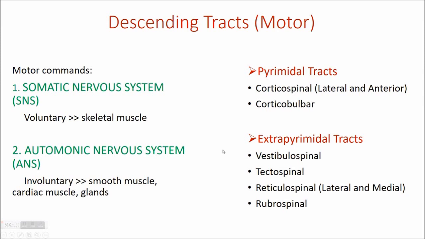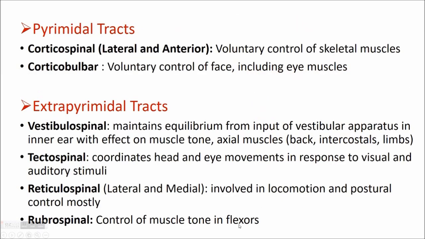And the tracts are divided into pyramidal tracts and extrapyramidal tracts, somatic and autonomic. So the pyramidal tracts, we have the corticospinal and the corticobulbar. Corticospinal, voluntary control of skeletal muscles, and corticobulbar, voluntary control of facial, including eye muscles. So again, these are the motor tracts, they're somatic. The extrapyramidal tracts are the involuntary tracts.